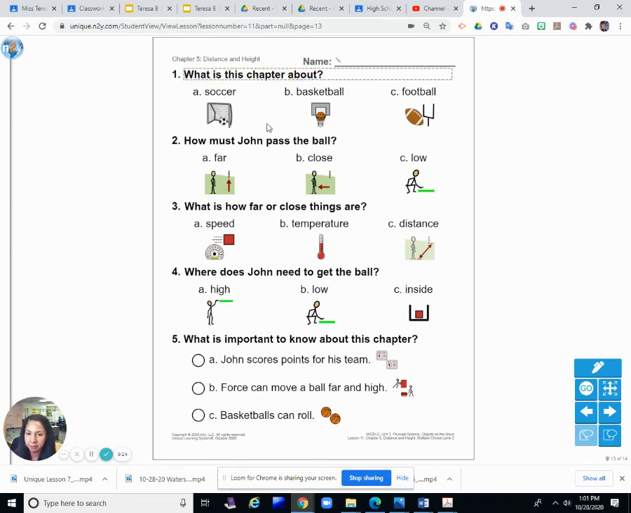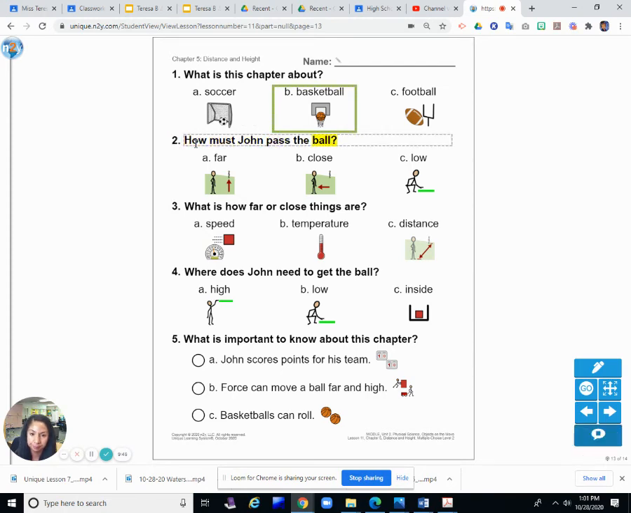Okay, what's the chapter about? What sport did we talk about? Was it A, soccer, B, basketball, or C, football? Was it soccer? Was it basketball? Basketball. Yes, basketball.